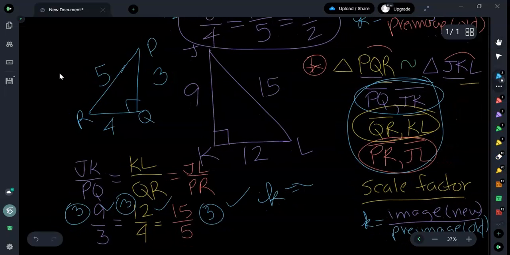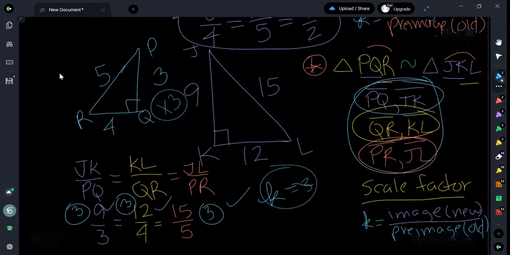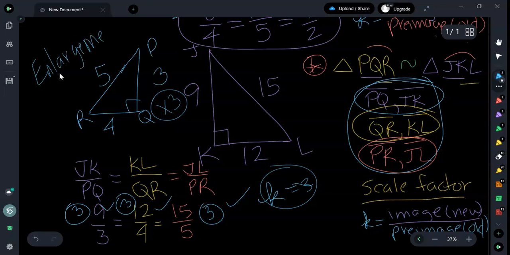Now what that means is I took the original figure and multiplied it by a factor of 3 to get the new one. Now that is called an enlargement. And you guys have talked about photos before. An enlargement is when something gets bigger. You make it bigger. And a note for the enlargement: enlargements happen when your scale factor is larger than 1.